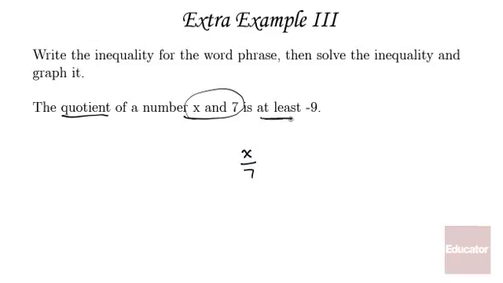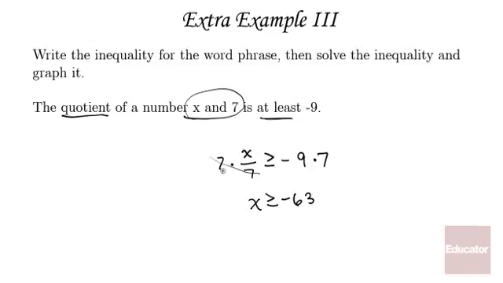At the very least, it's -9. So that means it could be more than -9. So we're going to say greater than or equal to -9. Now the opposite of dividing by 7 is to multiply by 7. And x is greater than or equal to -63.